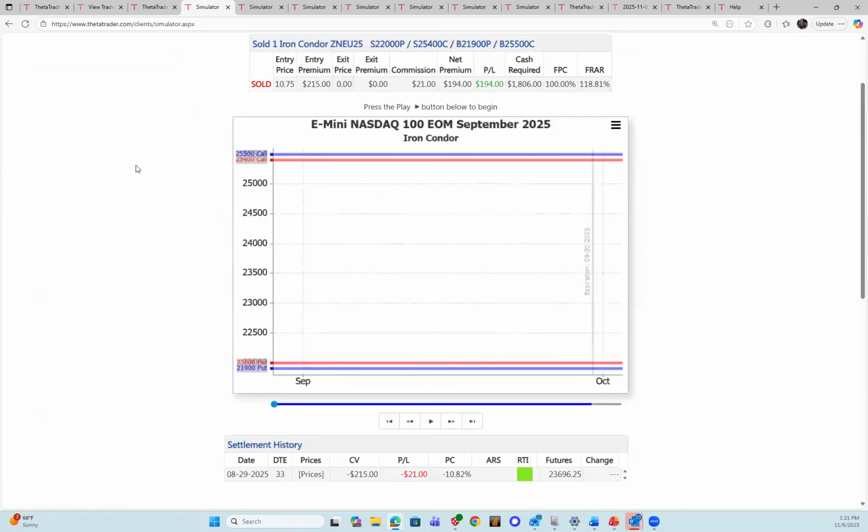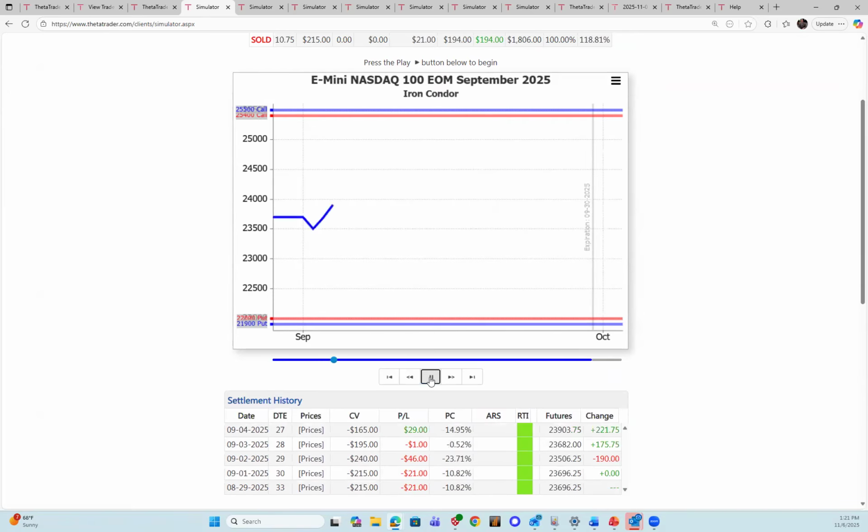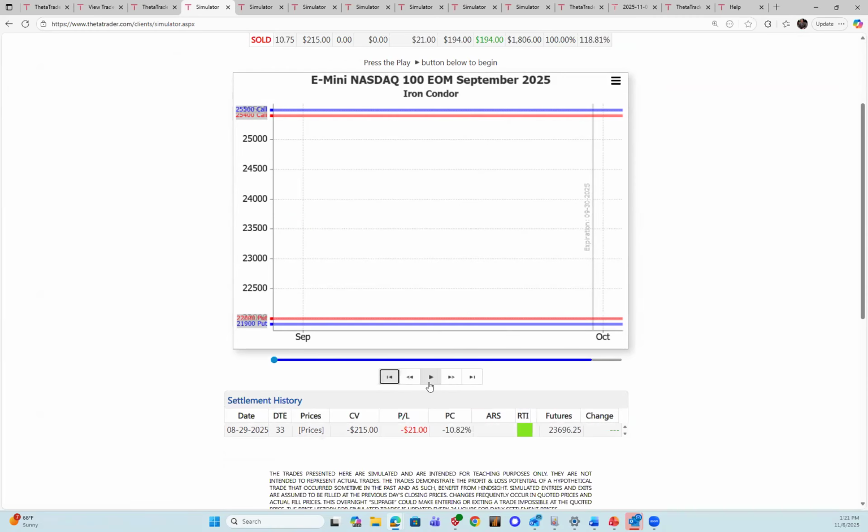So I've loaded a few. And you can see here's a Condor for the September contract on the E-mini NASDAQ 100. Again, you're selling these and buying these calls and selling and buying these puts here simultaneously. So this is a real theta trade that would have existed on August 29, with 33 days till expiration. And we can use these buttons here to go forward and backward in time.